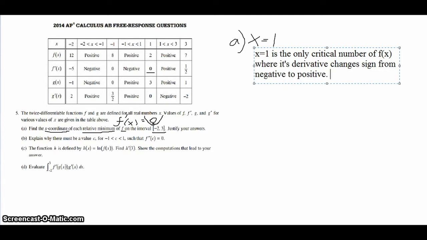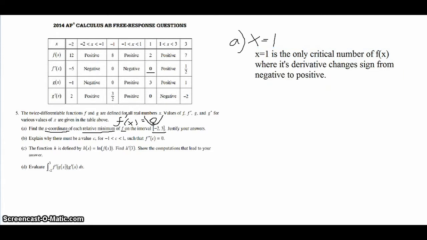There's the justification. I also purposely made a mistake in this justification so that you guys would realize that it is not a very good word to use. Instead, you should say x equals 1 is the only critical number of f of x where f of x's derivative changes sign from negative to positive. Or you can simply say where f prime of x changes sign from negative to positive. This makes it much better and less vague to the AP readers.